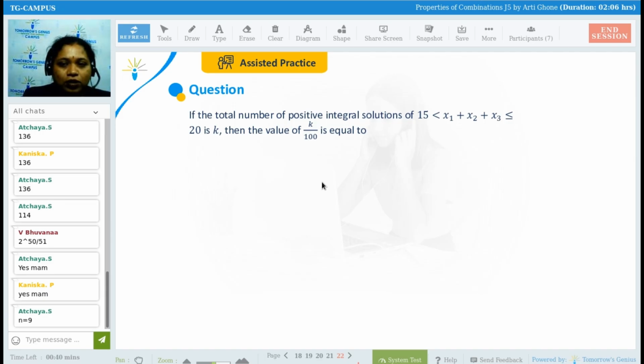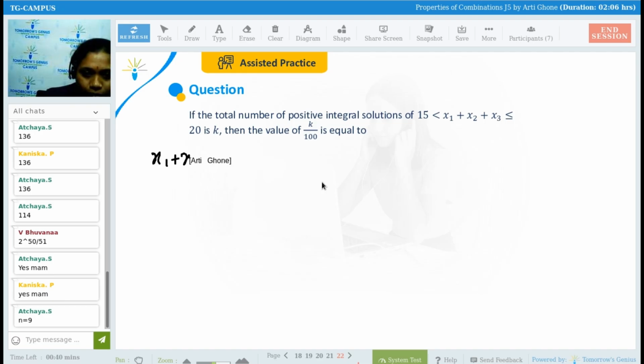If the total number of positive integral solutions of x1 plus x2 plus x3 is less than or equal to 20, and greater than 15. Basically, we are applying the Beggars method to the parts. Clear? Like oranges. What is oranges? Oranges are distributed in 3 parts, or the integral solutions x, y, z are distributed in 3 parts. So that addition will be 15. Clear?